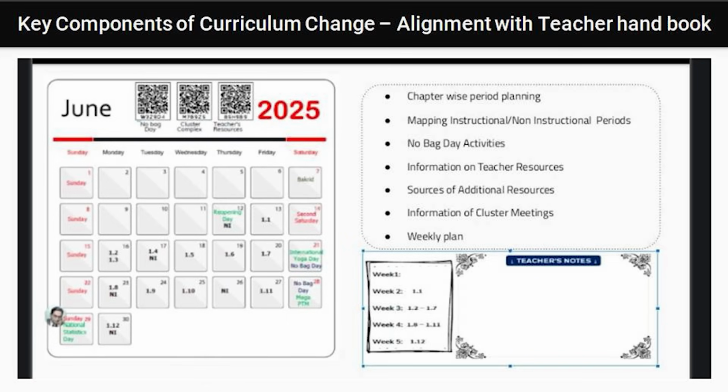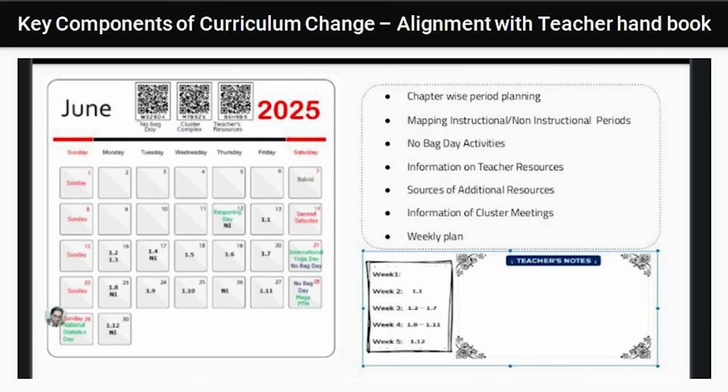All those are again aligned with the teacher handbook. In the teacher handbook, the primary knowledge, if you observe here in the slide, for the June month, how many working days, how many teaching periods, and how many non-teaching periods there are. For each teaching period, there is one lesson plan, and there is no need of writing a separate lesson plan for every teacher. Everything has been provided from SCERT.